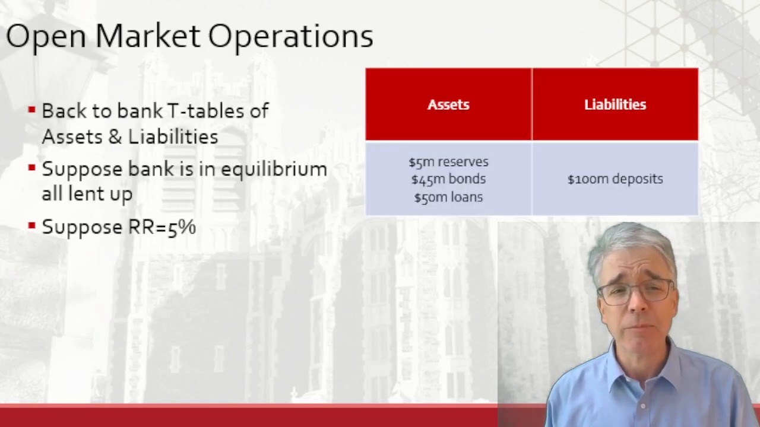Back to our T table, we've got this really simple bank: 100 million in deposits, 5 million in reserves, 45 million in bonds, 50 million in loans. We'll suppose there's a reserve requirement of 5%. So this bank is in equilibrium.